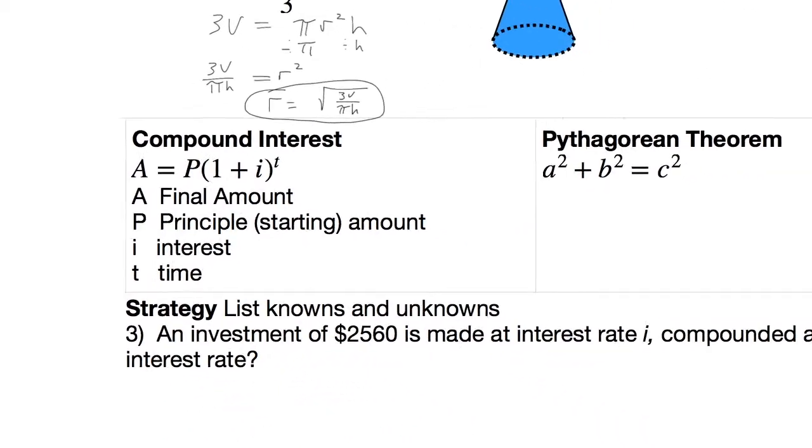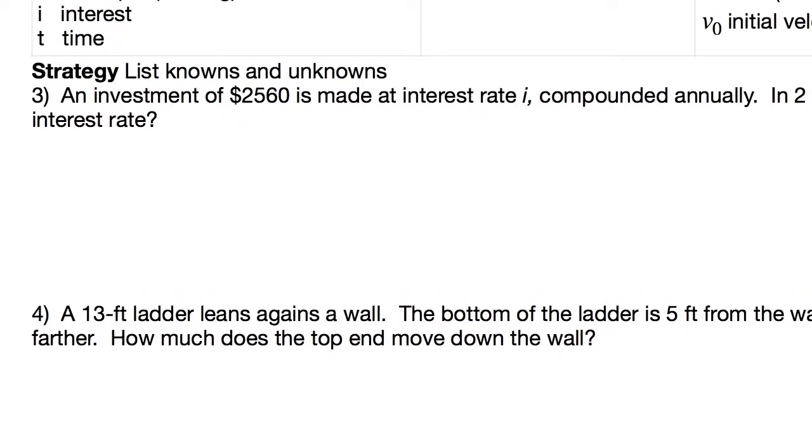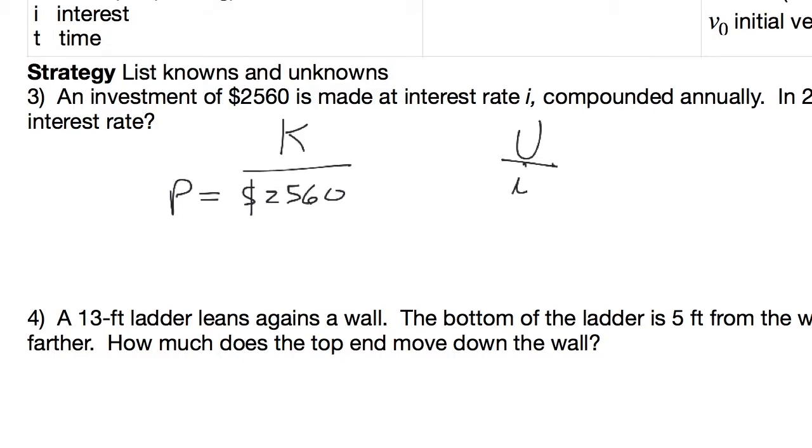So, of course, the strategy is going to be listing the knowns and unknowns, as usual. An investment of $25.60, that's known. That sounds like a starting amount. Is made at an interest rate I. I don't think we know the I. It's just telling us I. Compounded annually. Okay, so that's the formula we're using.